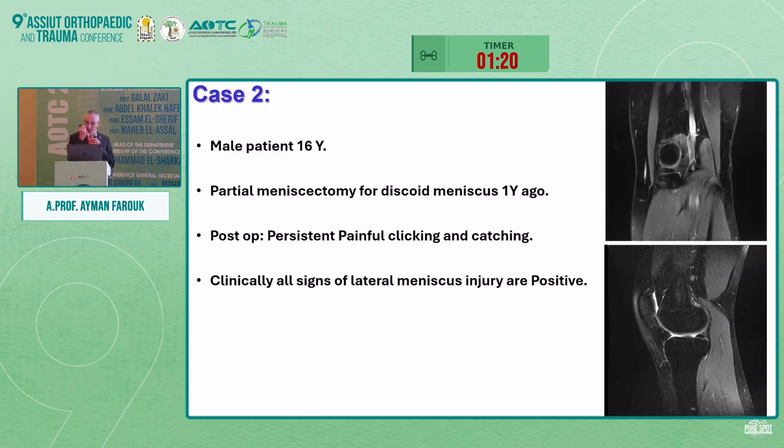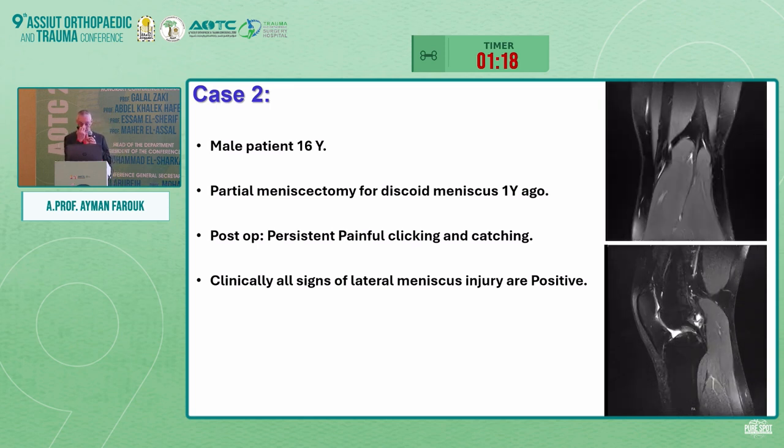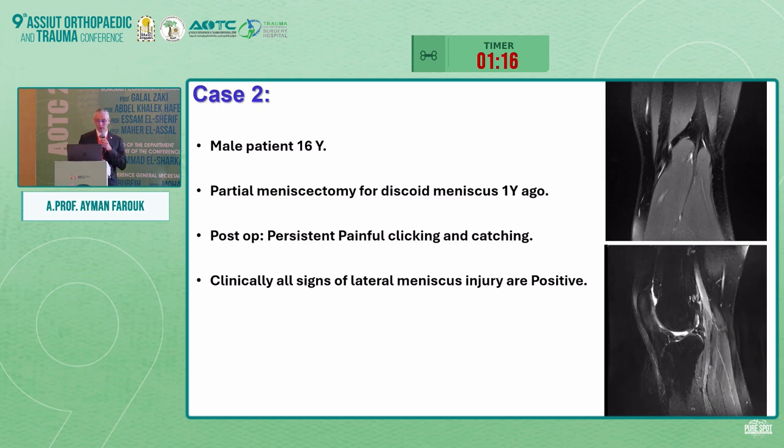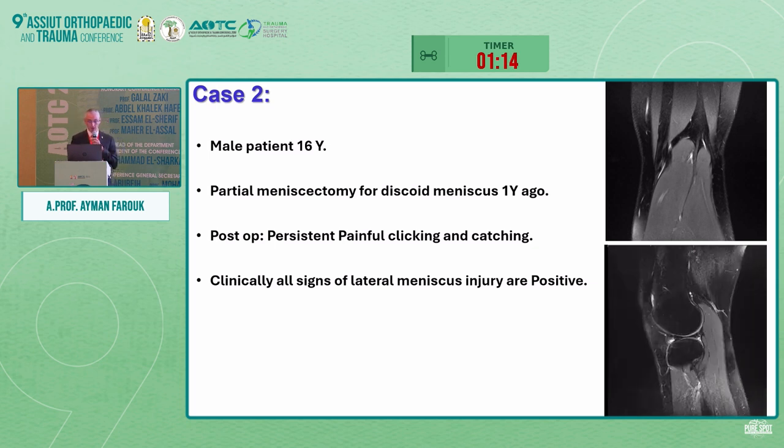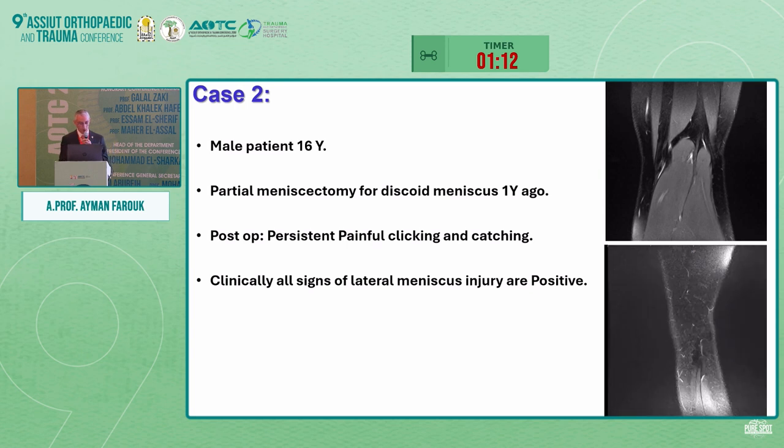Another case I operated on just last week. He's a male patient, 16 years old. He had a partial meniscectomy in another clinic 1 year ago, and since the operation, he's unhappy. He's still having clicking, catching, and a painful knee. And again, all signs for lateral meniscus are positive.